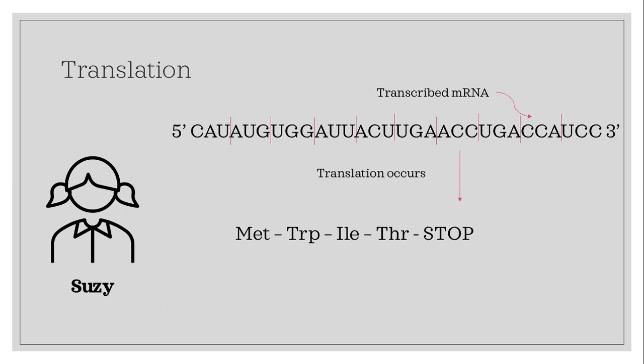After transcription, translation occurs. You can see here that the transcribed RNA sequence is divided into groups of 3 anticodons. The anticodons then pair with the codons to perform translation.